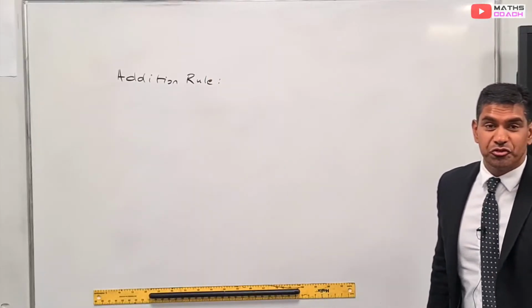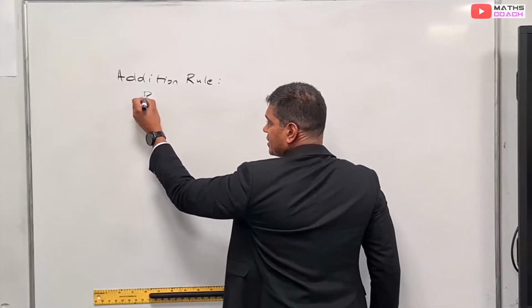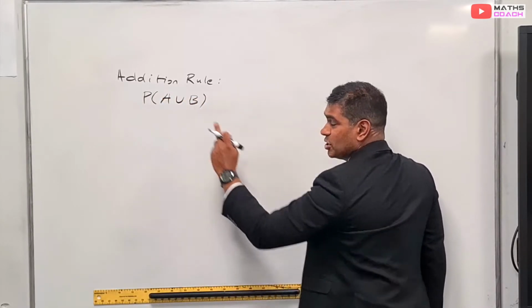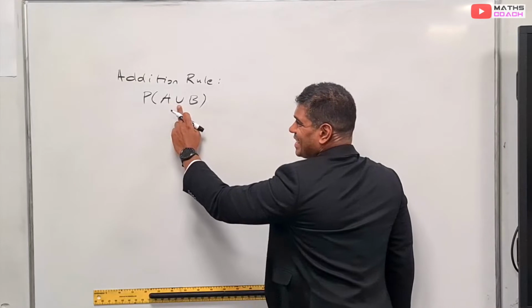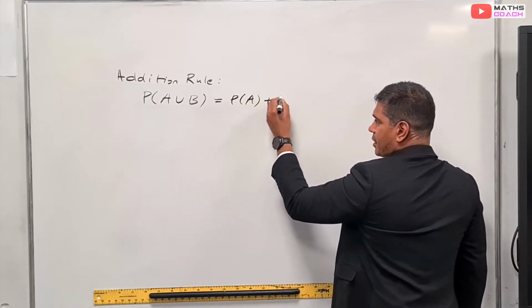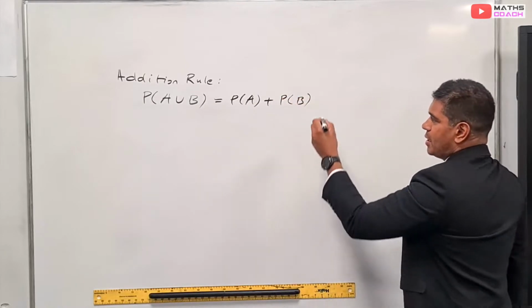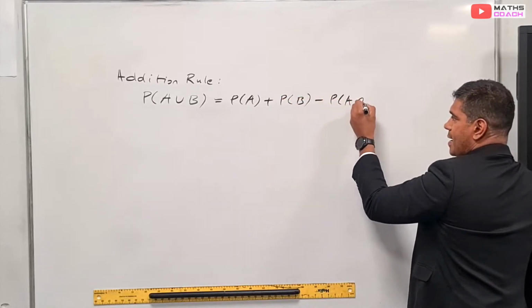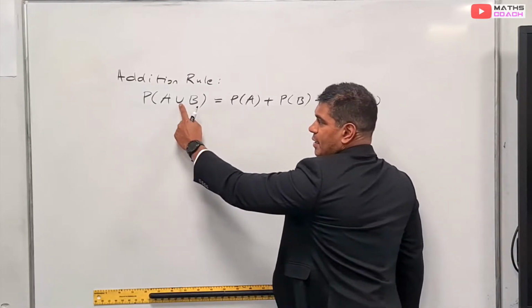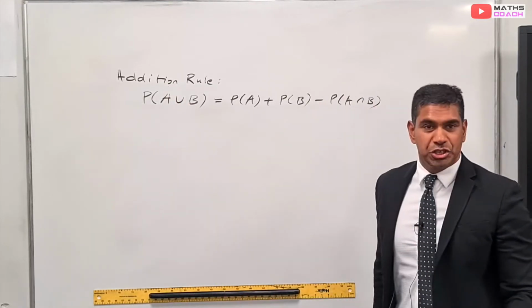Now, what is the addition rule? The addition rule goes like this. So P of A union B, and you notice there's a union there. So when you see a union, it's the addition rule. And that is P of A plus P of B minus P of A and B. Remember, the union there is associated with the addition rule.